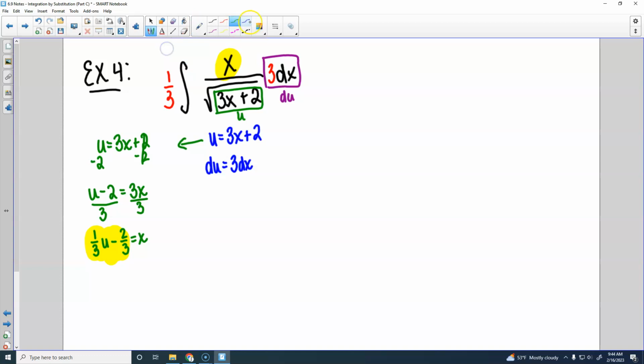So when we substitute in, it's going to look like this. The 1/3 will stay out front. I've got 1/3 U minus 2/3 over. I'm going to write this instead of square root of U. I'm going to write it as U to the 1/2 power. And then we got a du over here on the end.